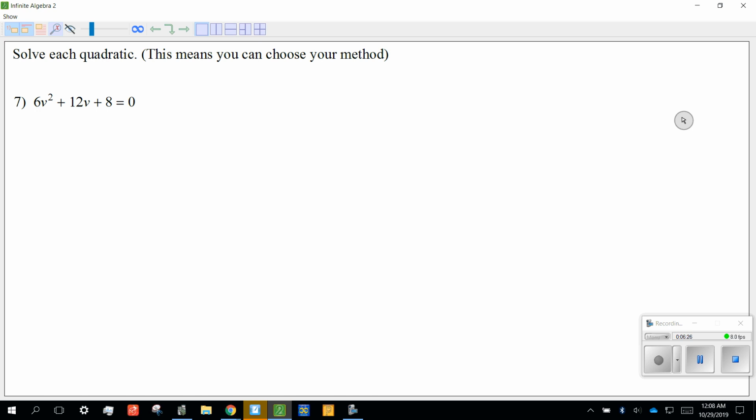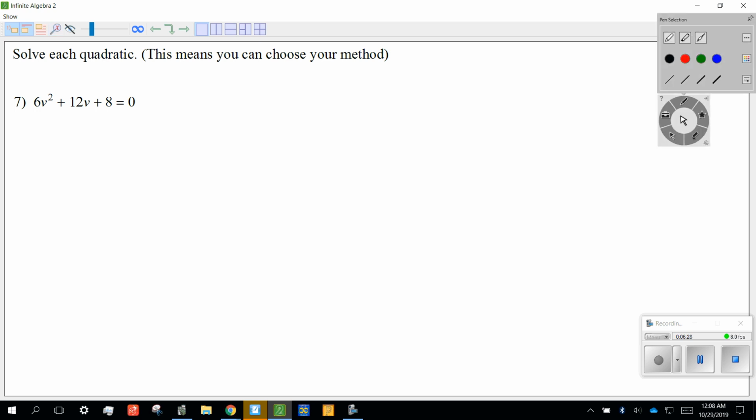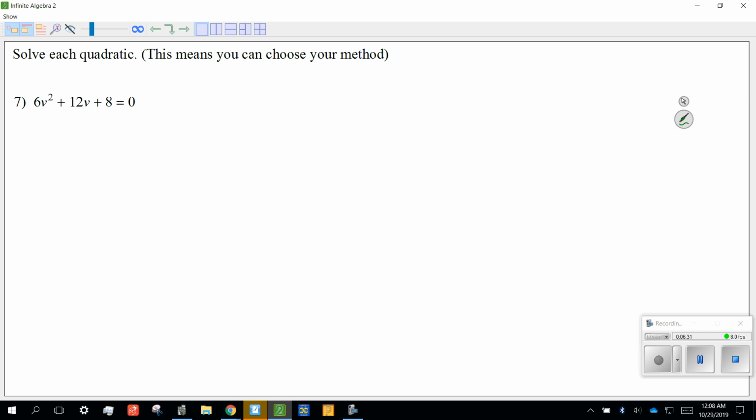Let's do this one now. This looks like fun. So fun, I'll do it in green.